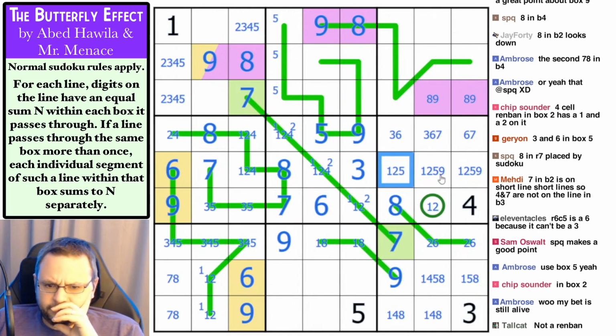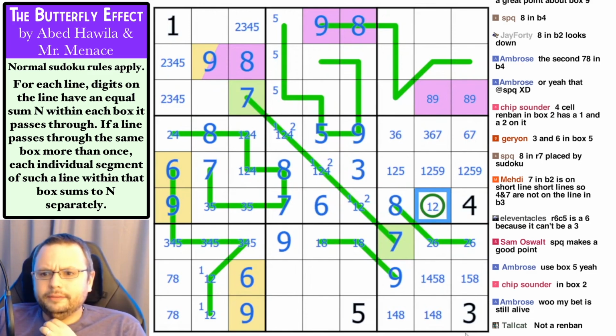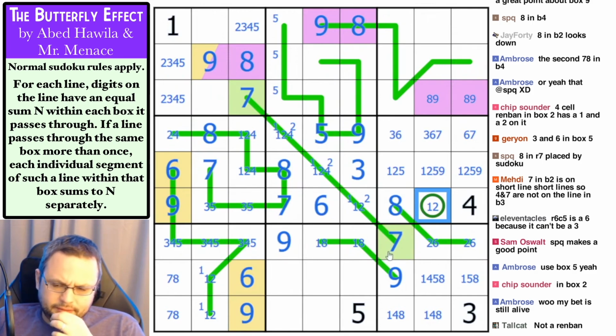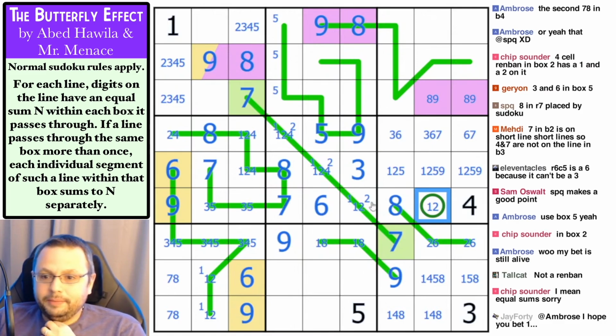Yeah, good job if your bet's still alive. We've got a lot of pressure over there. Apologies, I'm not looking at chat more. I'm just enjoying this puzzle too much, and I keep getting sucked into wanting to just stare at it because it is so jaw dropping to me.